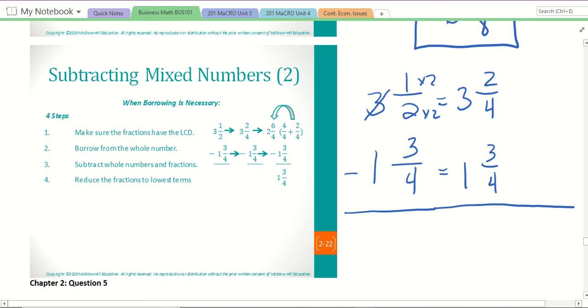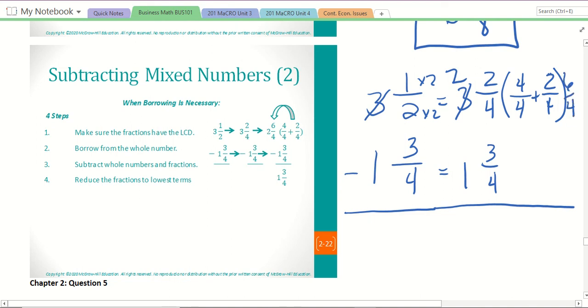I can't do it. So now I have to borrow from this 3, okay? And since my denominator is 4, I want to borrow 1. So if our whole is 4, this is 3 parts of 4, and this is 2 parts of 4, I want to borrow 1 whole. So 1 whole is 4/4. I'm going to take that to 2. We're going to use that 1 and call it 4/4, and we're going to add it to our 2/4. And we're going to get 6/4.